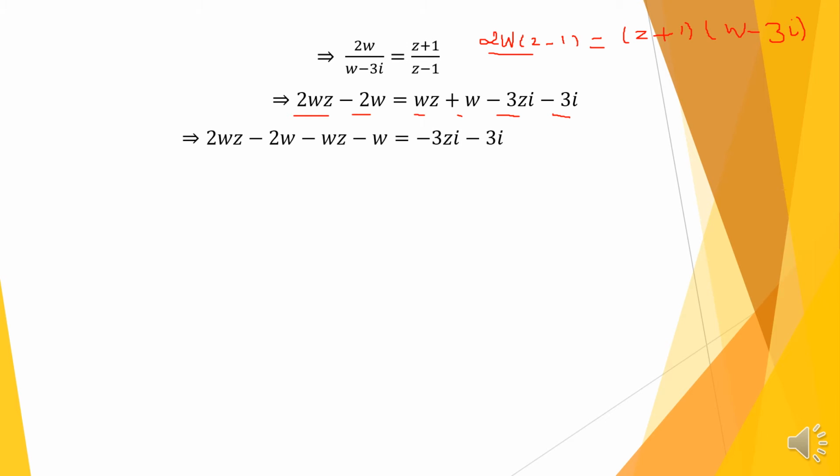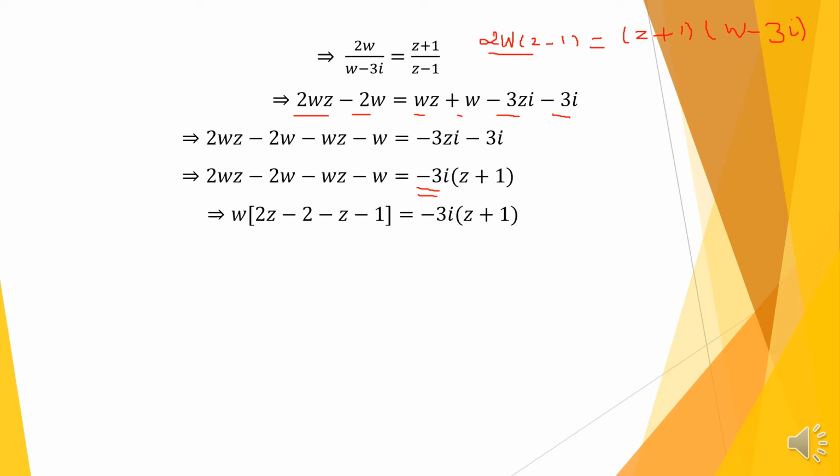Now keeping the real term in the left hand side and the imaginary term in the right hand side, we get 2wz minus 2w minus wz minus w is equal to minus 3zi minus 3i. Now in the right hand side, find the common factor. So here minus 3i is the common factor. We take out minus 3i, the whole into, the remaining factor in the first term is plus z, in the second term is plus 1.